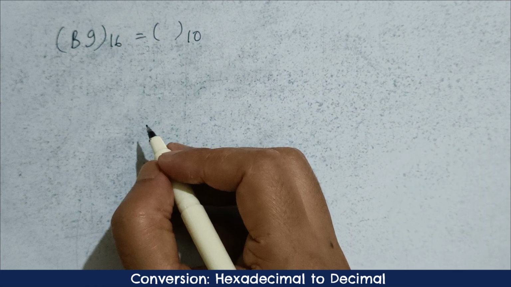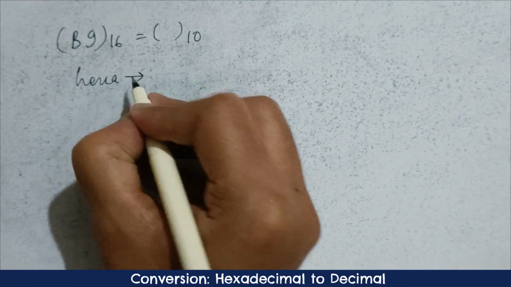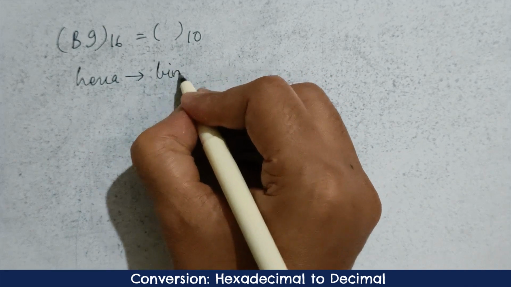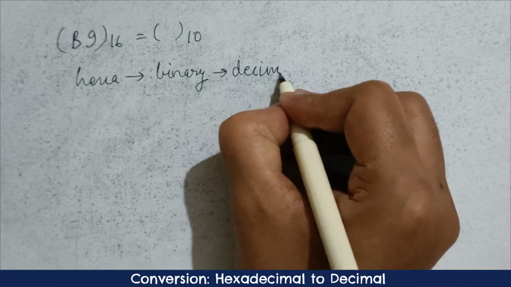So, we cannot convert the hexadecimal number directly into decimal. First, we need to convert the hexadecimal to binary. Then secondly, we need to convert binary to decimal.